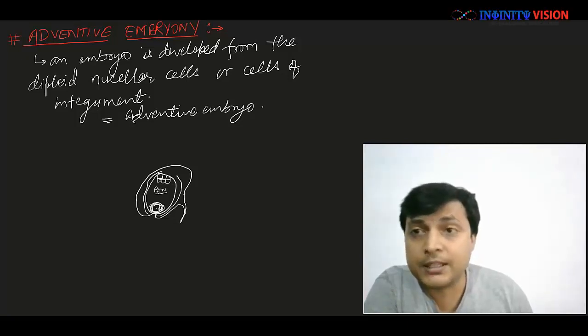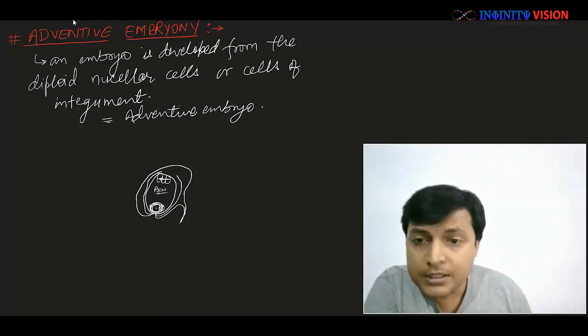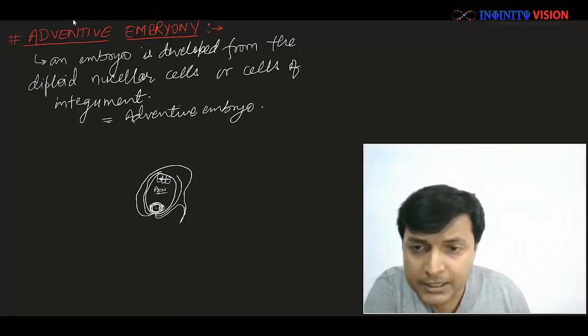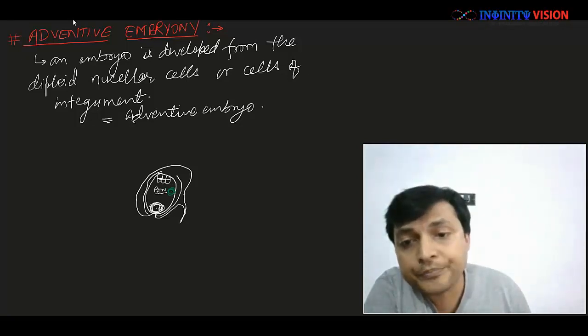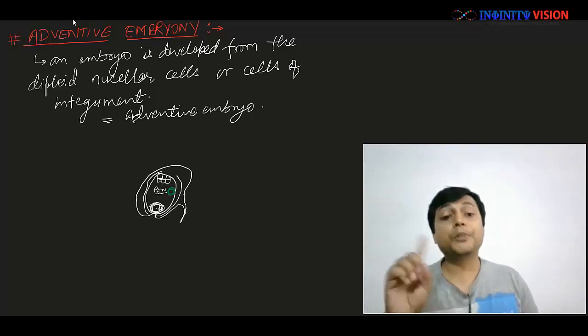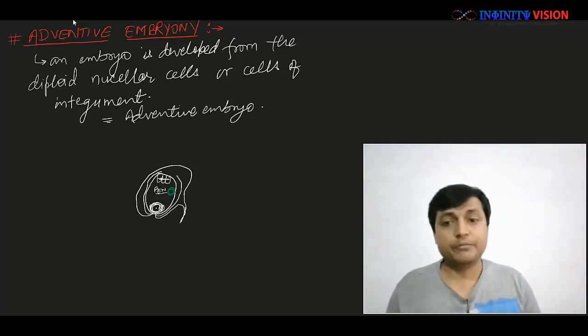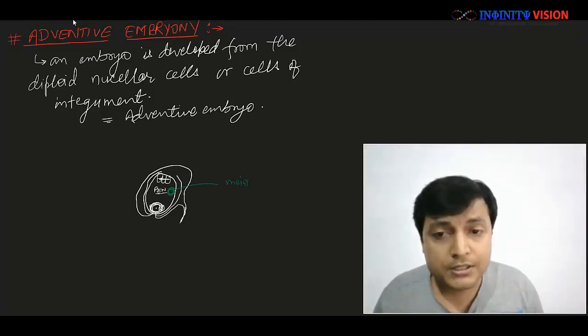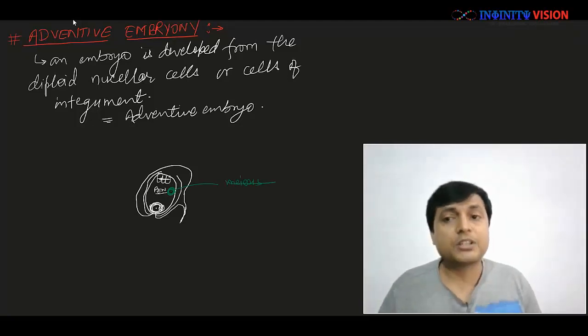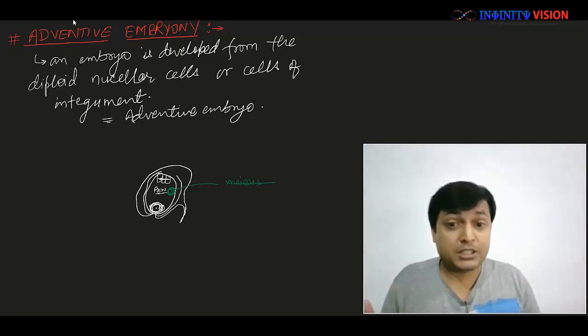But in some cases, what happens is the cells of either the nucellus or this integument enter inside the embryo sac and start to develop as a zygote to form an embryo. Now this is called an adventive embryo. Now this embryo is formed without meiosis, right? It develops directly from a diploid cell without meiosis and without fertilization, correct.